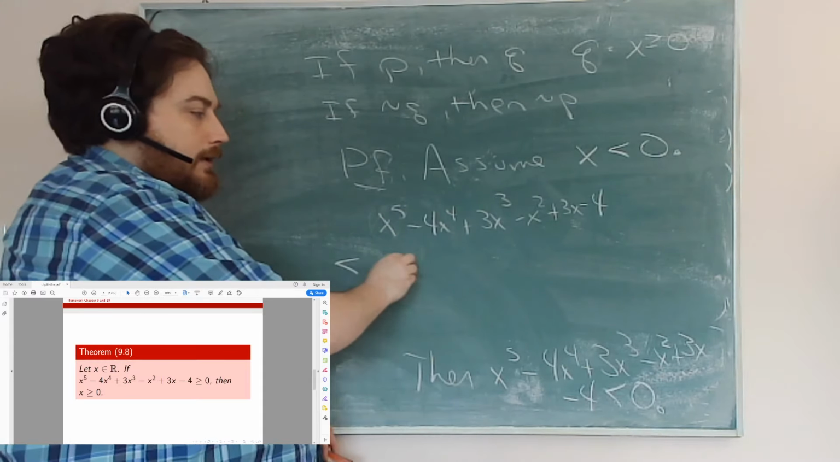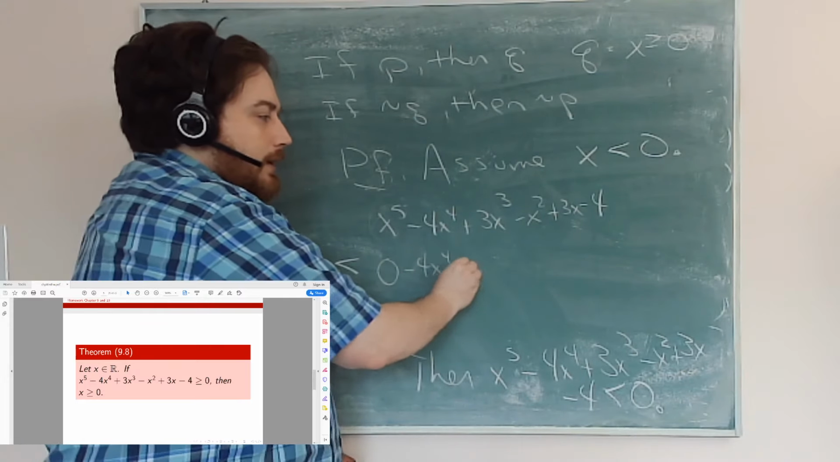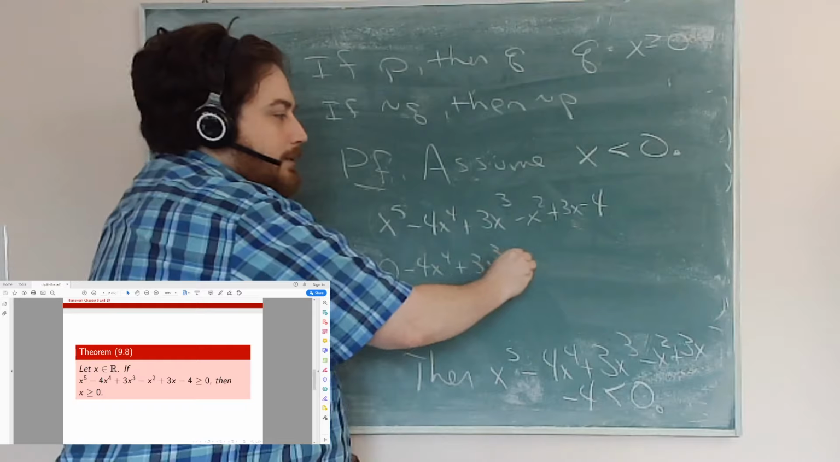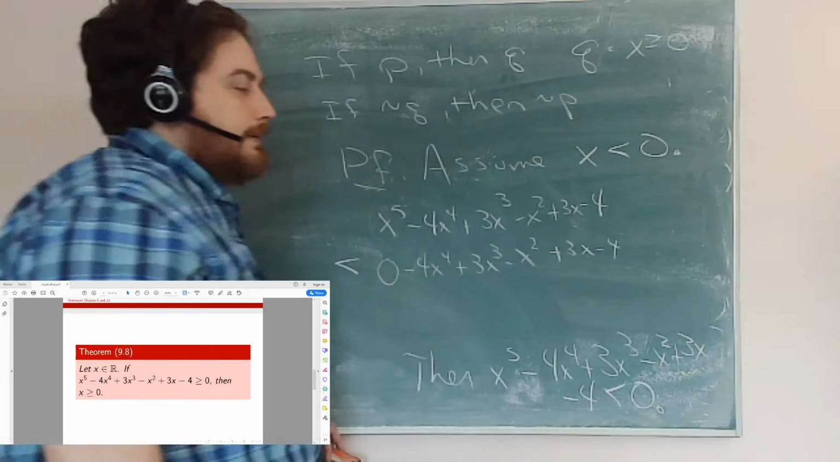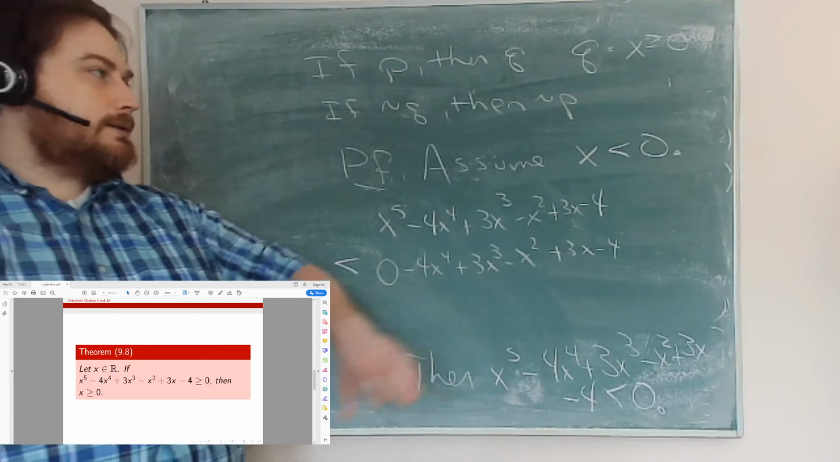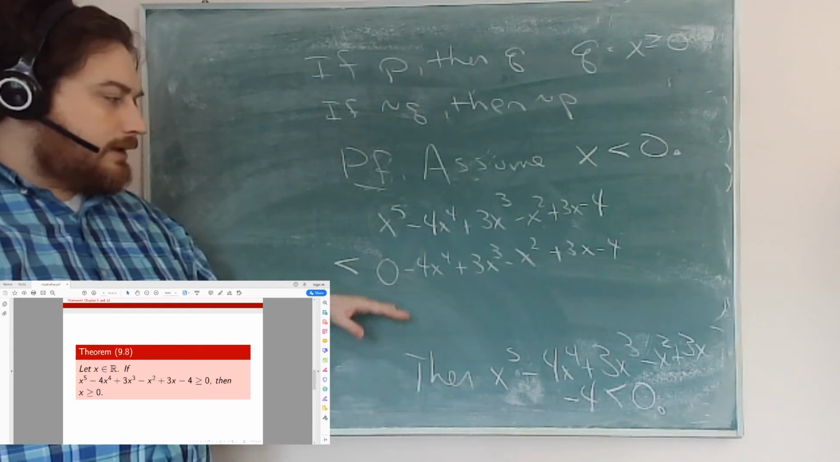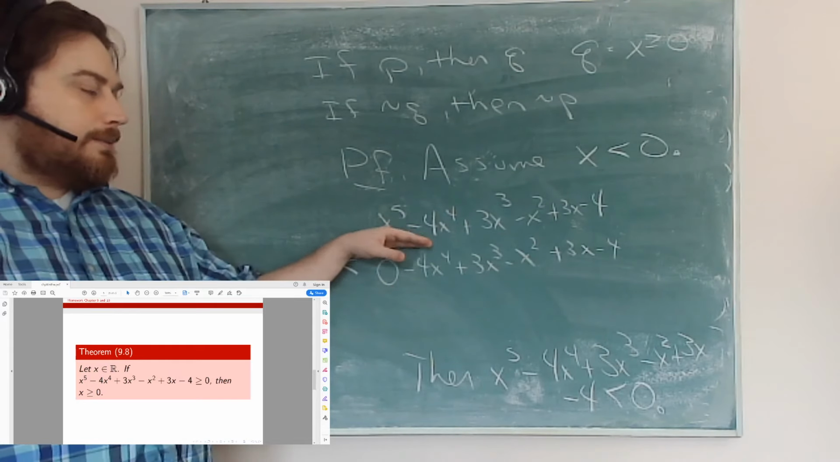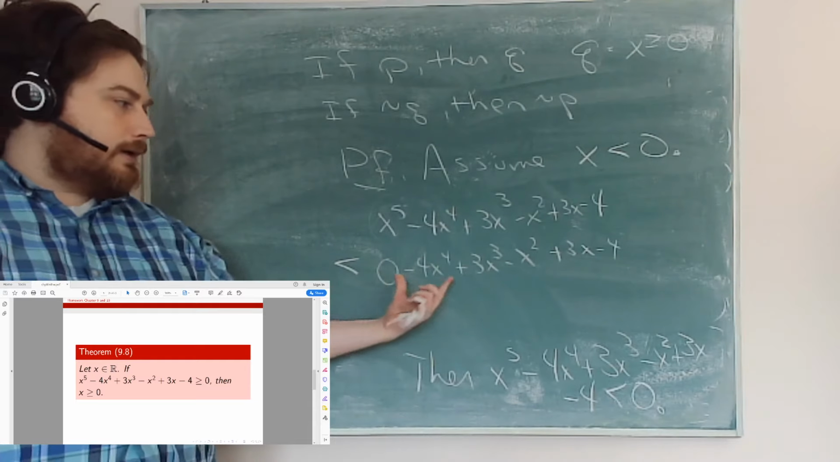So I can write that this is less than 0 minus 4x to the 4th plus 3x cubed minus x squared plus 3x minus 4. That is, I know that because x is negative, x to the 5th is negative, therefore this term is less than, I can substitute in a bigger number for x to the 5th, and I get a bigger number.